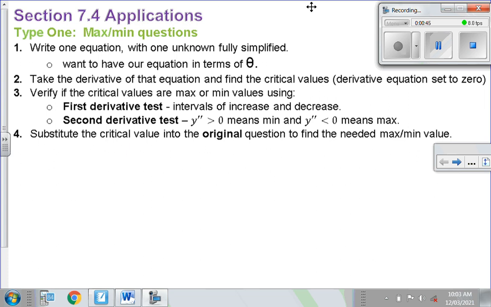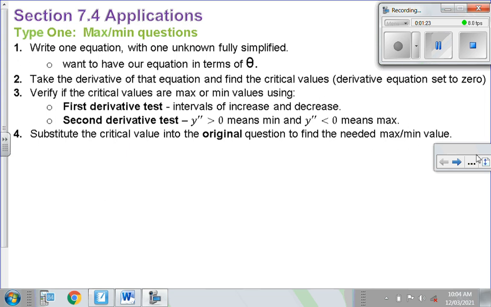Once you've done that, you want to verify that it's a max or min. There are two ways of verifying. First way is with the first derivative test, setting up intervals and showing if it's increasing on one side and decreasing on the other, you have a max, or vice versa. If you are decreasing on one side and increasing on the other, you would have a min. The other way is with the second derivative test. We take the second derivative and substitute our critical values in to see if it's positive, concave up, having a min, or if it's negative, concave down, having a max.